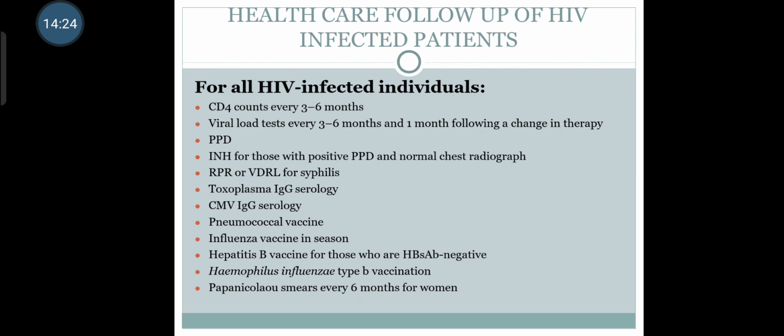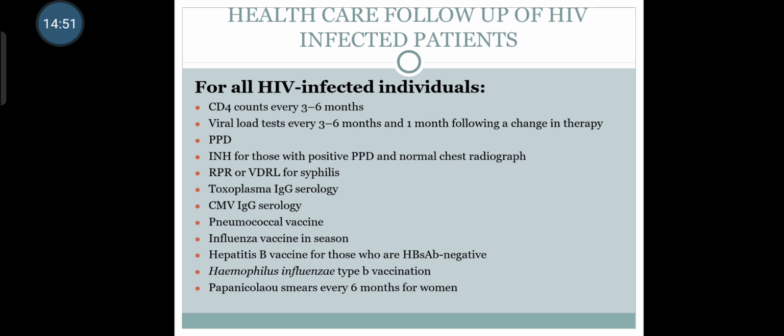Then isoniazid is given for those with a positive test and a normal chest radiograph. Then VDRL or RPR test for syphilis. These are the tests used for the side infection, which is another sexually transmitted disease, that is syphilis. For testing this, the VDRL test is there.